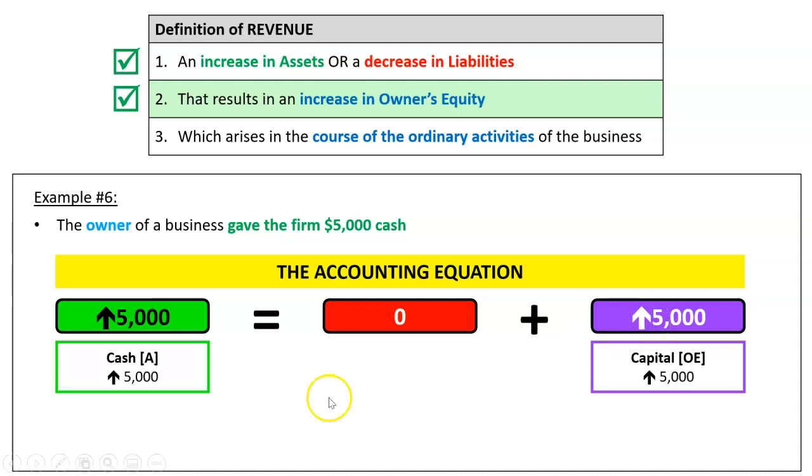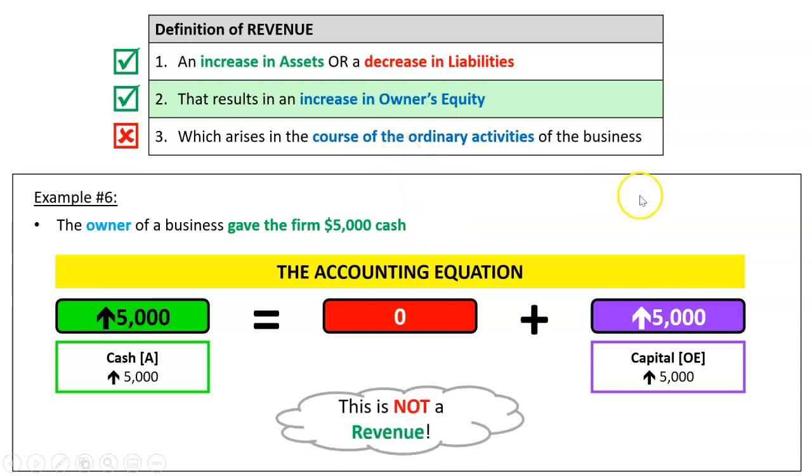But remember, a capital contribution is not a revenue. Why? Because there's this last part which says it's got to occur in the course of the ordinary activities of the business. That is not true in this case. Capital contribution shouldn't ordinarily happen. It shouldn't happen at all, really. But sometimes it happens maybe once, twice a year, at most. It's not an ordinary business activity. In other words, the business didn't earn anything. All that happened is the owner gave the business money. So in this case, we could say that is not a revenue.